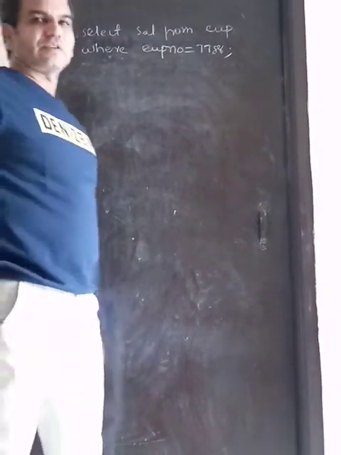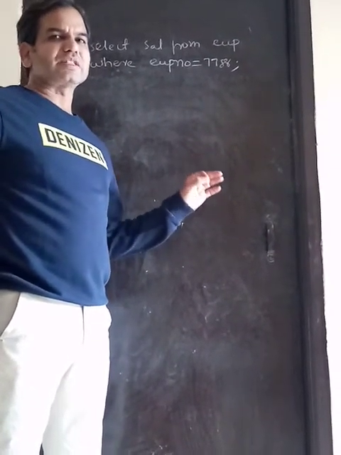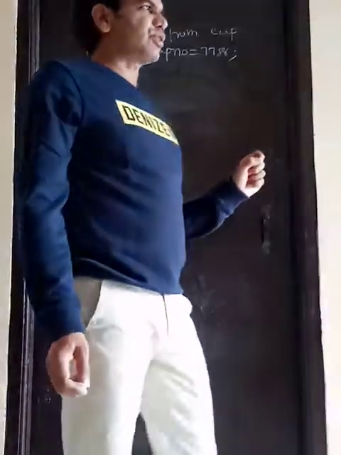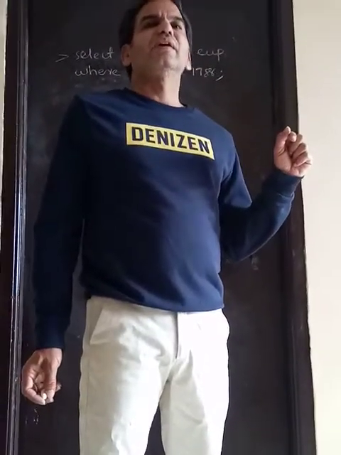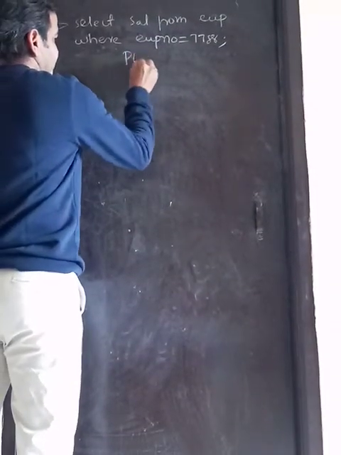Select salary from EMP where employee number equal 7788. It will display only the salary of the employee whose employee number is 7788. This is SQL. How this query will be performed with the help of PL/SQL, we will see. So the same in PL/SQL.